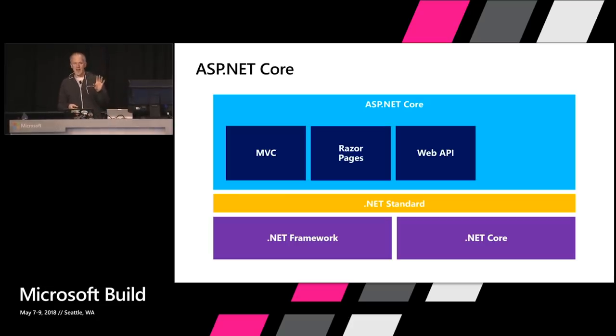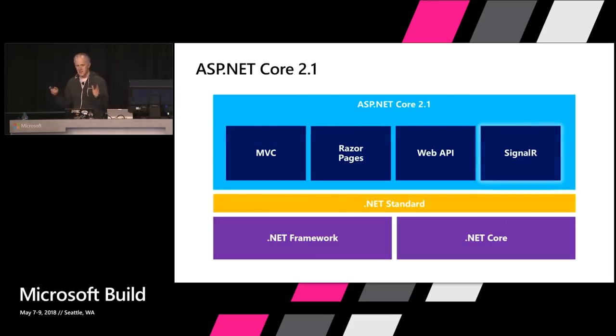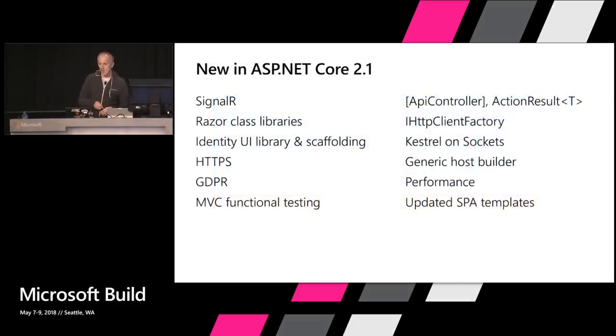For the last release, we've had a bit of a gap, a hole. We didn't really have a solution yet for doing real-time web. But in ASP.NET Core 2.1, we've filled that gap. SignalR is now shipping with 2.1, and with the release candidate yesterday, you can try it out. Now, of course, there's a whole bunch of other new stuff that's in this release, not just SignalR.